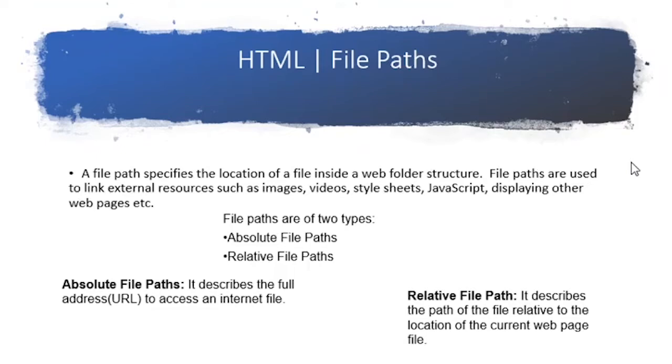There are two types of file paths. We have absolute file paths, which is essentially just the full URL of the file you're referencing. And we also have relative file paths, which describes the path of the file relative to the location of the current web page file you're working on. So let's go ahead and take a look at these in action.